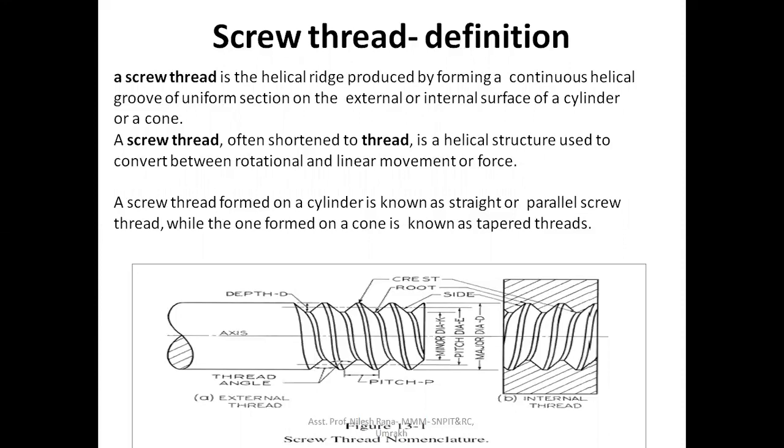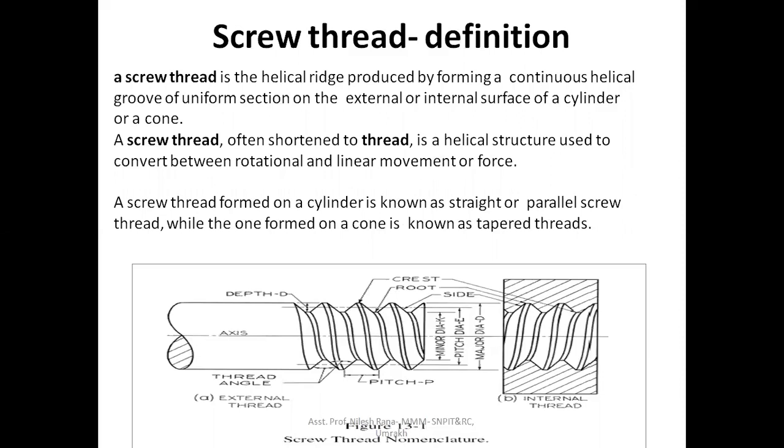A screw thread is the helical ridge produced by forming a continuous helical groove of uniform section on the external or internal surface of a cylinder or a cone. A screw thread, often shortened to thread, is a helical structure used to convert between rotational and linear movement of force. A screw thread formed on a cylinder is known as straight or parallel screw thread, while the one formed on a cone is known as a taper thread.